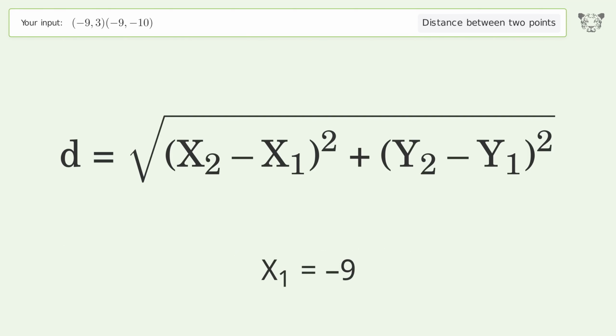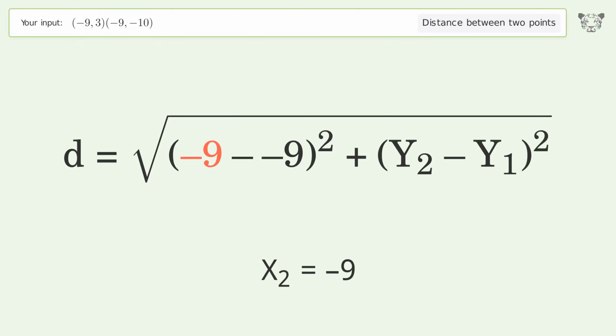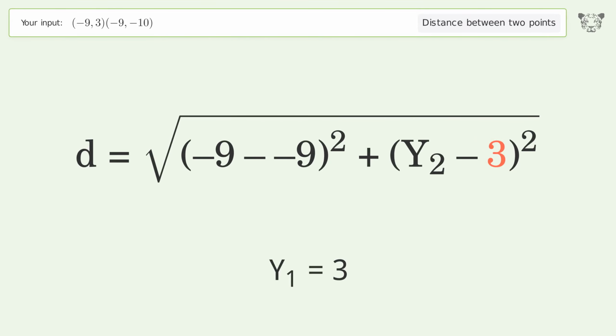x1 equals -9. x2 equals -9. y1 equals 3. y2 equals -10.